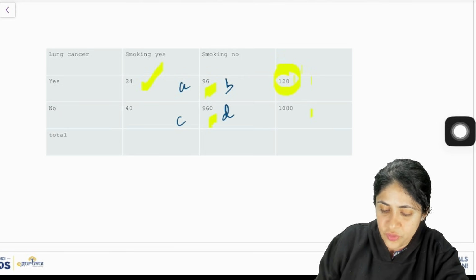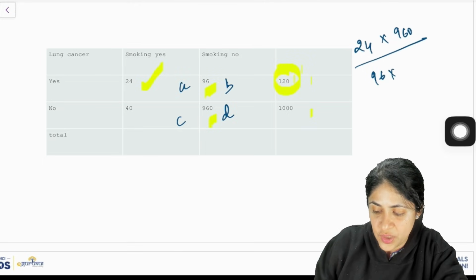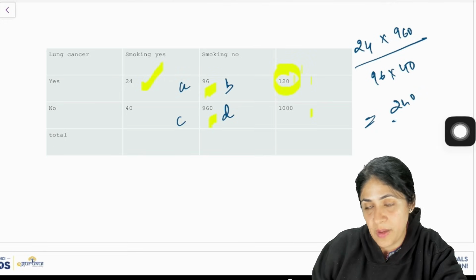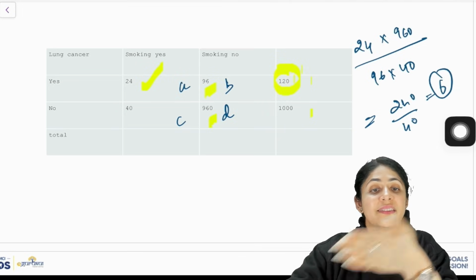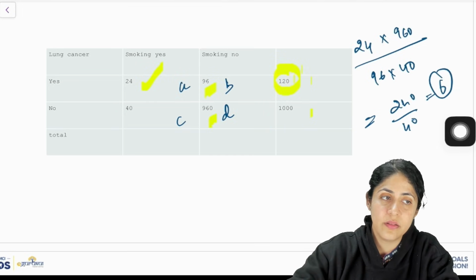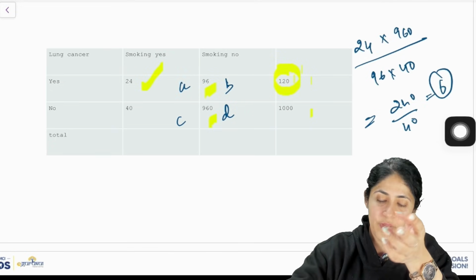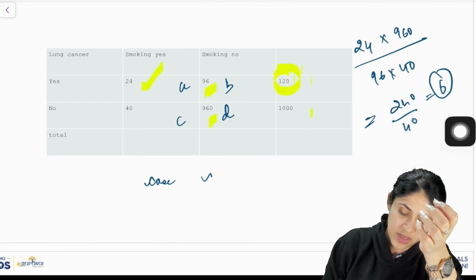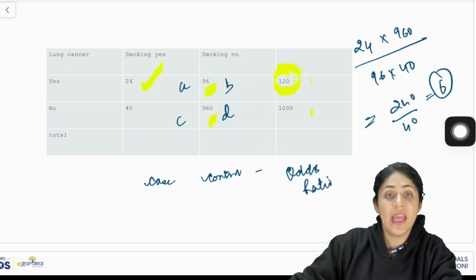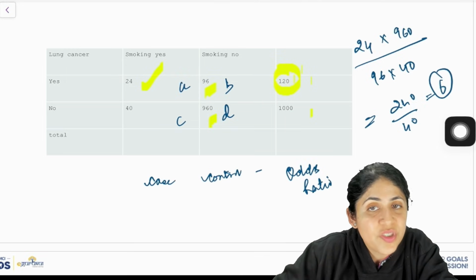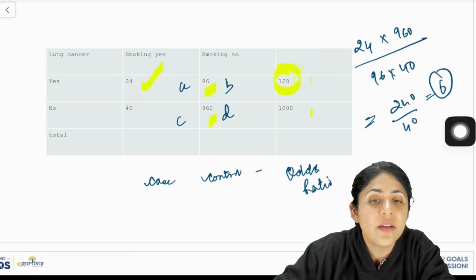AD by BC. So we'll multiply 24 into 960 divided by 96 into 40. So you will get 23,040 by 3,840. The answer would be 6. So we can say that there is a 6 times chance for the person to get cancer because of smoking. From a case control study, you can get what is called the odds ratio, which is a measure of the strength of the association between risk factor and the outcome, how strongly the risk factor is associated with the outcome.